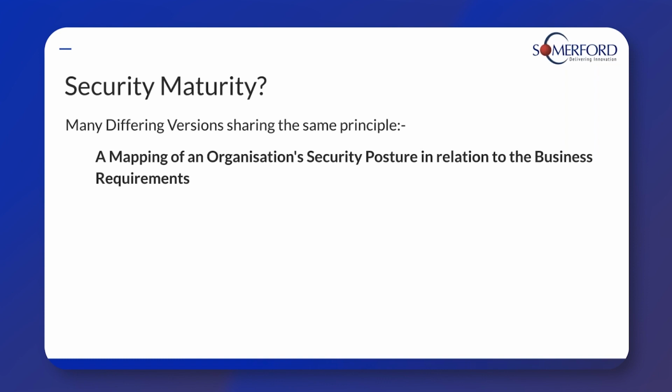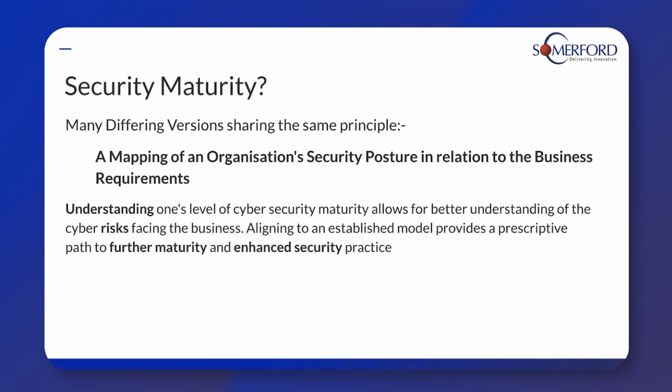But the idea is to map ourselves as to where we are. So we've got a current state and an end state, and that gives us a strategy to actually move up and become more secure and get better practice, right? So effectively understanding it allows you to get a better understanding of cyber risks facing the business and to look at being able to mature yourselves further and enhance your security practice. Okay, so that's why we do security maturity. That's why it's all out there in conversation, is really being able to understand your current state, and where you want to get to as a goal state or an end state.